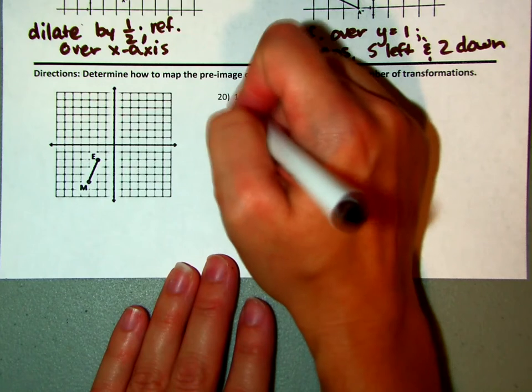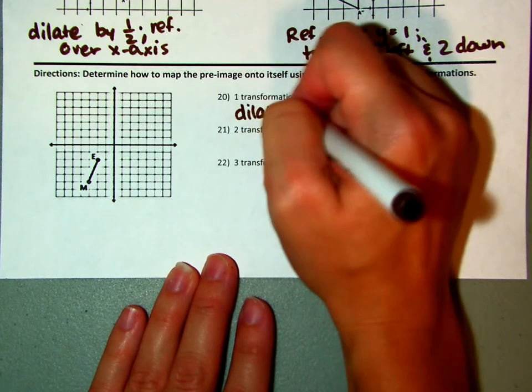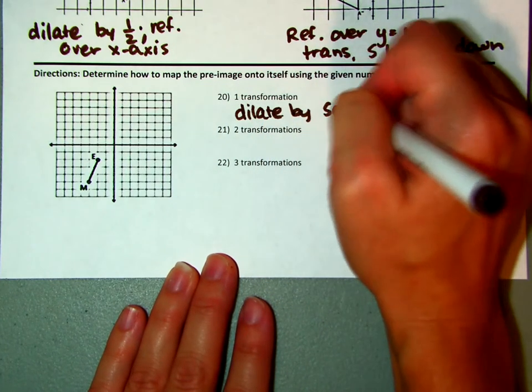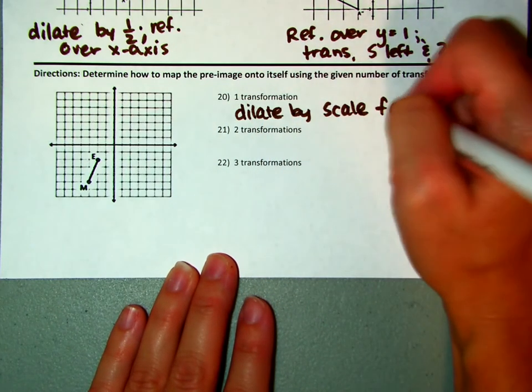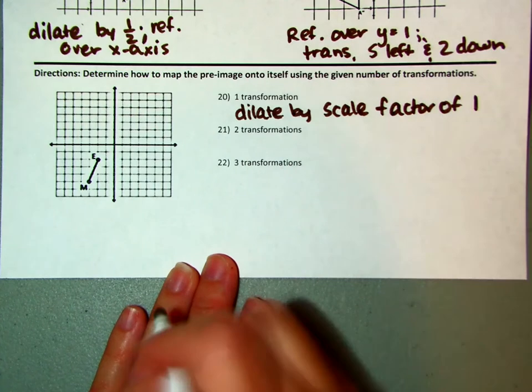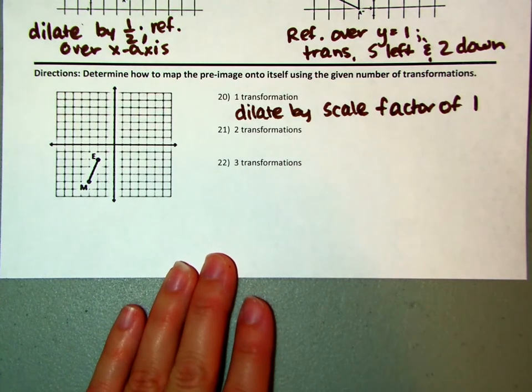You might want to dilate by a scale factor of 1. You could rotate it 360, so many answer choices there.